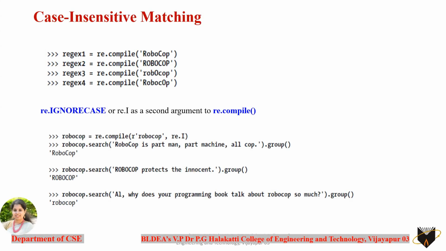Coming to the next concept, which is case insensitive matching. As I told you, Python by default is a case sensitive language, and the patterns you define with the compile methods are also case sensitive patterns. For example, you can see here in all these compile methods, you have taken the same word, Robocop, but it differs in the case of particular letters. In the first pattern, the R is a capital and the C is a capital, and the rest of the letters are lowercase. In the next case, all the letters are uppercase, and so on.